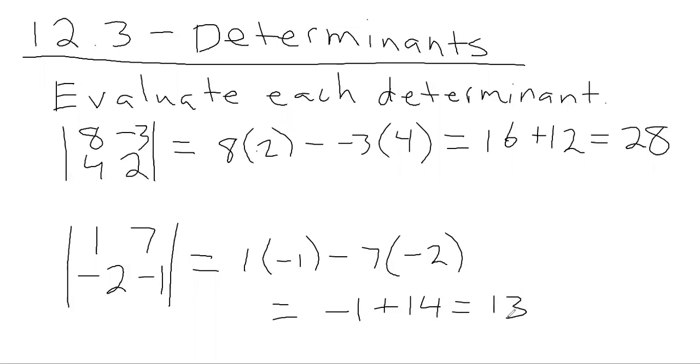So we can evaluate these 2 by 2 determinants just by taking the product of each diagonal and then subtracting those two products. And in doing so, we can use that to help us solve for x and y later. Now, before we solve for x and y in an actual system, we want to know how to determine the value of a 3 by 3 determinant.